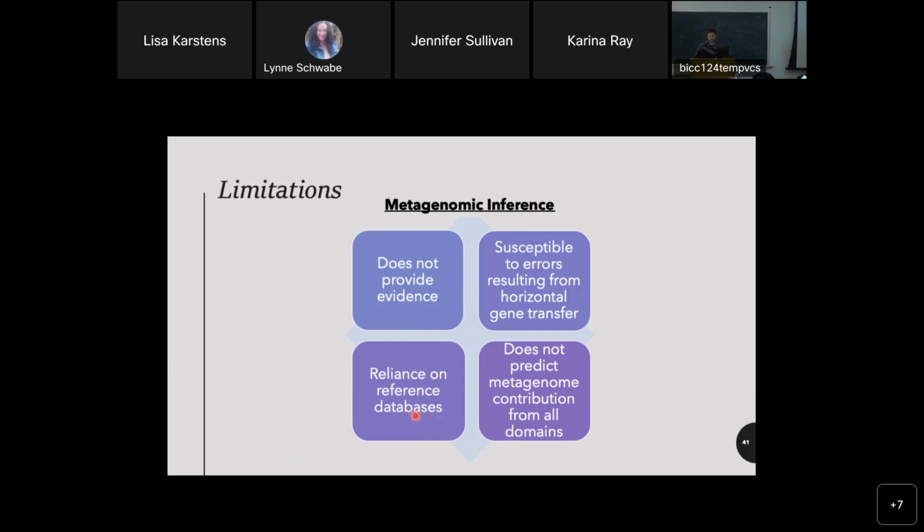Additionally, metagenomic inference relies on reference databases, and this means that we're limited to those microbes that are represented in these reference databases, and this can cause issues if we're investigating environments that are not well reflected in these reference databases, like the pediatric gut microbiome or other microbial environments that aren't necessarily as studied as the adult gut microbiome, for example. And finally, metagenomic inference does not predict metagenome contribution from all domains, and this is because it relies on 16S RNA sequencing, which is only capable of capturing bacteria and archaea.